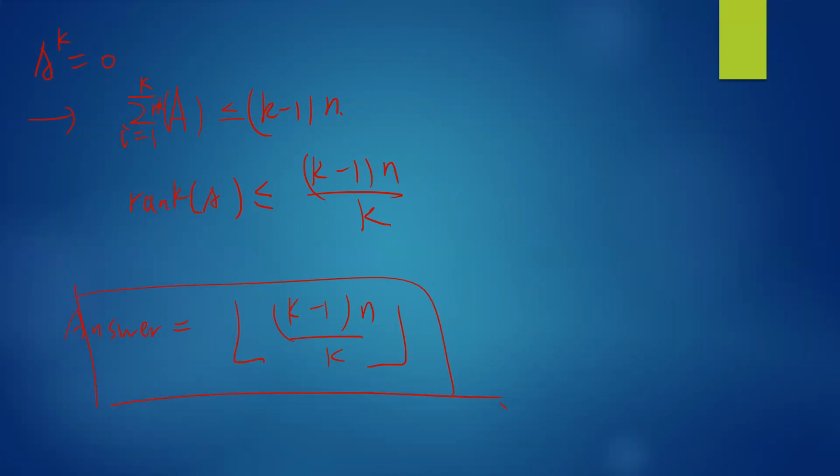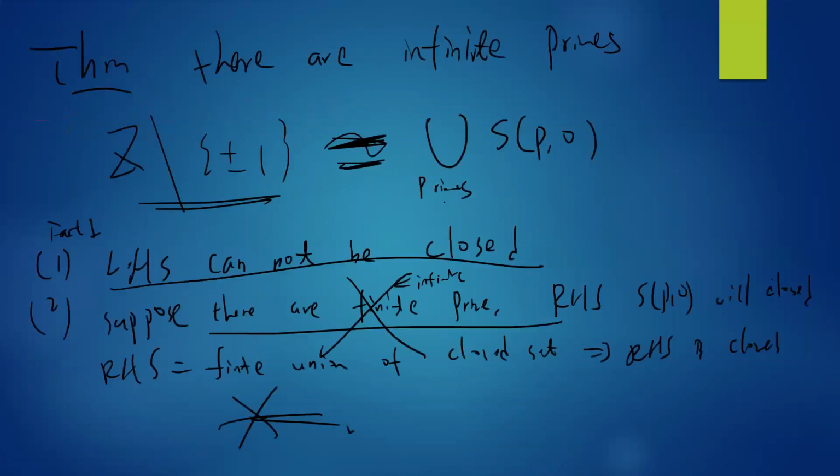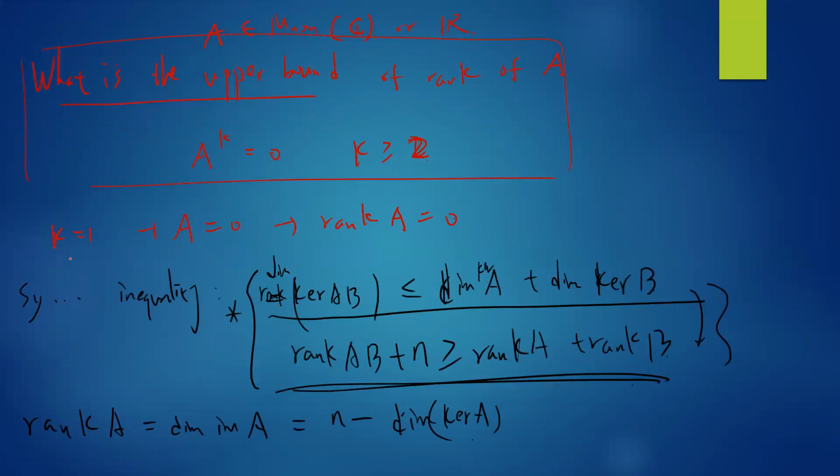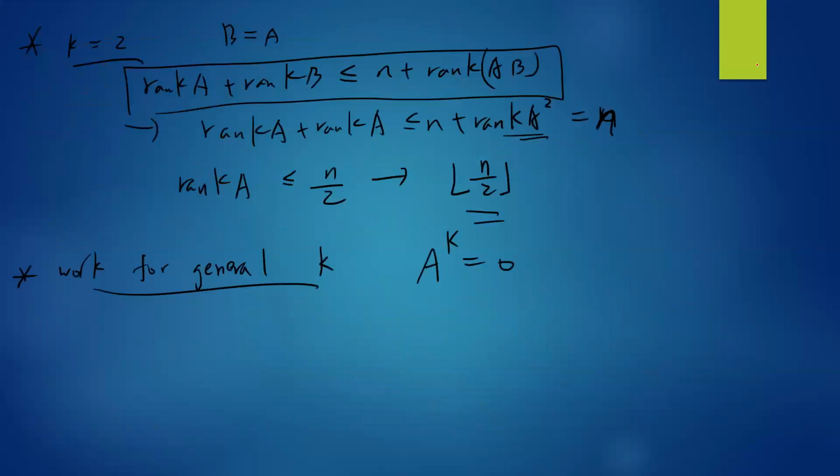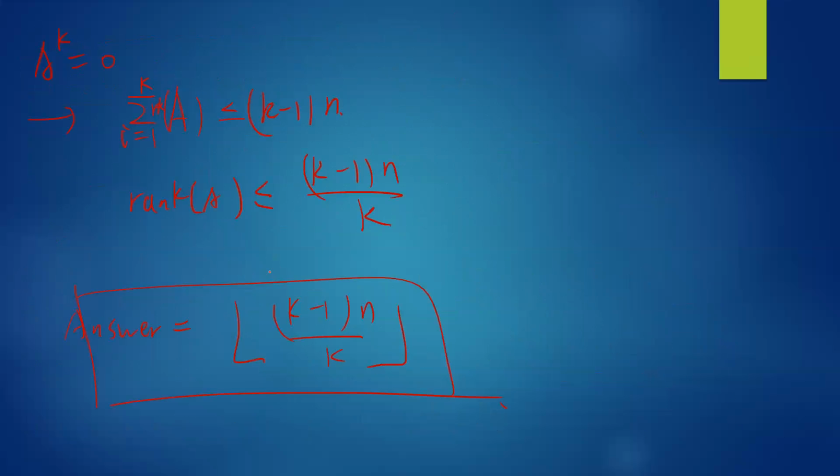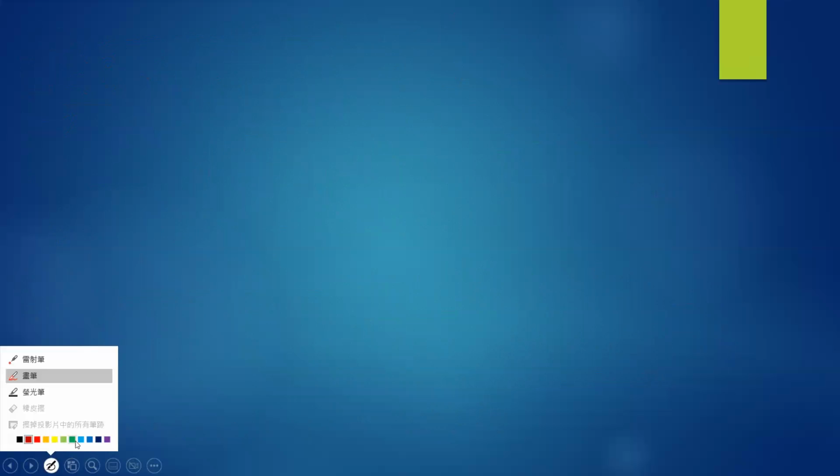Okay, so this is the solution. Mathematically, this is how we solve it. So our answer will be just (K minus 1) divided by K, choose floor, and yes, there's N here. Okay, so this is the answer. Now this problem is not yet finished.